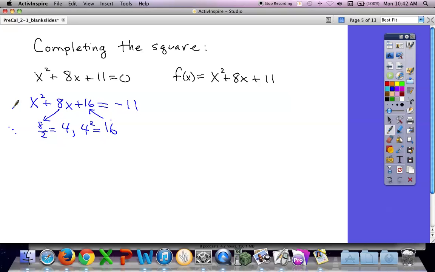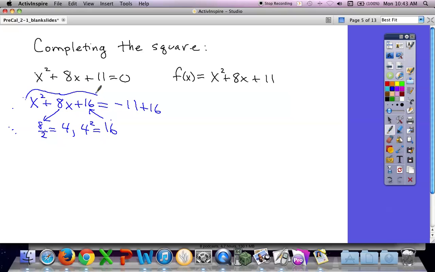Okay. Now, we cannot just add 16 to one side of the equation, because now it's not the same equation. So what do we do to balance what we just did? Add 16 to the other side, right? So this is, okay, we added 16, and now we have the same equation. Now, factor this. What two numbers, their product is 16 and their sum is 8? X plus 4 times x plus 4, right?